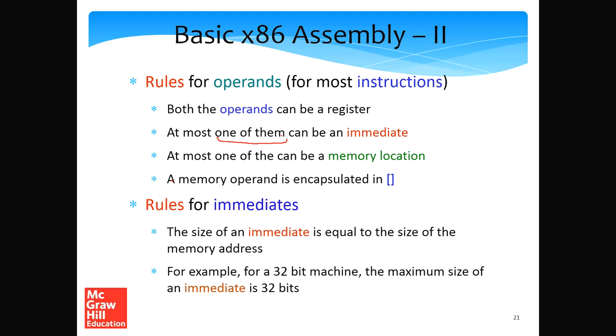At most one of them, sorry, this should be M over here, can be a memory location. Which means that you cannot have two memory locations as operands. And a memory operand is encapsulated in square brackets, which we have already seen. So what are the rules for immediates? The size of an immediate is equal to the size of the memory address. For example, in a 32-bit machine, the maximum size of an immediate is 32 bits.